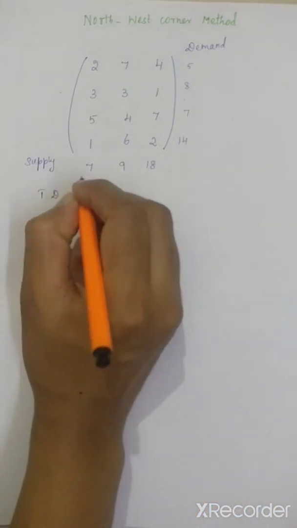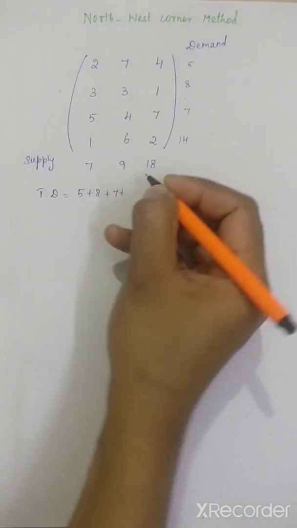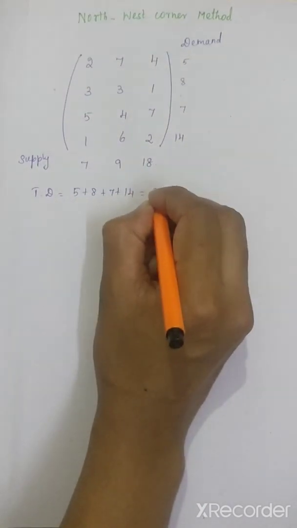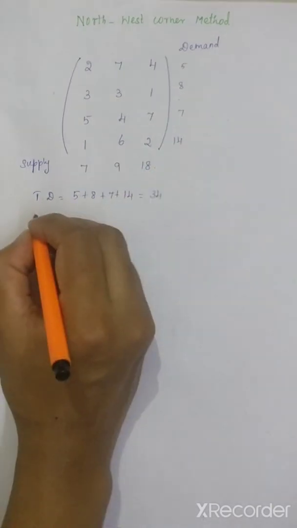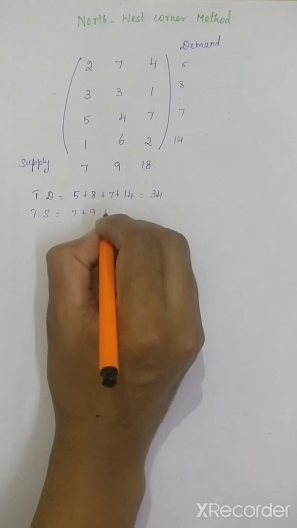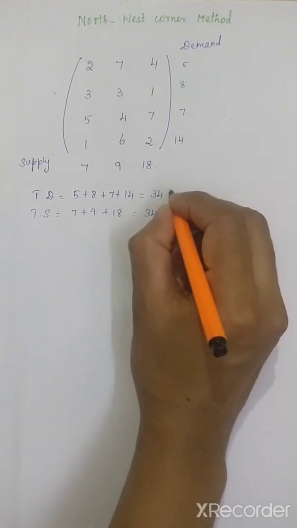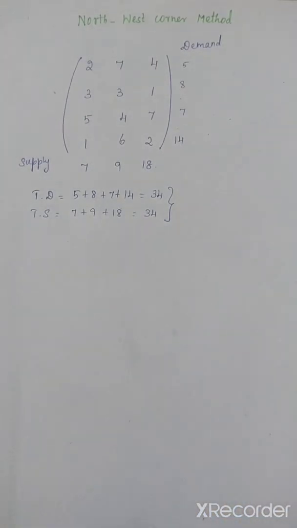Total demand is equal to 5 plus 8 plus 7 plus 14, that is equal to 34. Total supply is equal to 7 plus 9 plus 18, that is also 34. So both are equal. So this is a balanced transportation problem. So now we have to move on with the solution.